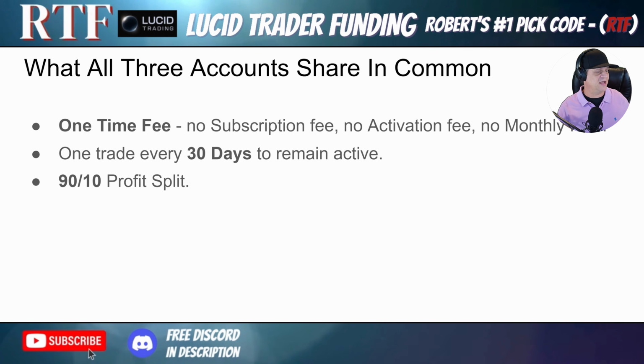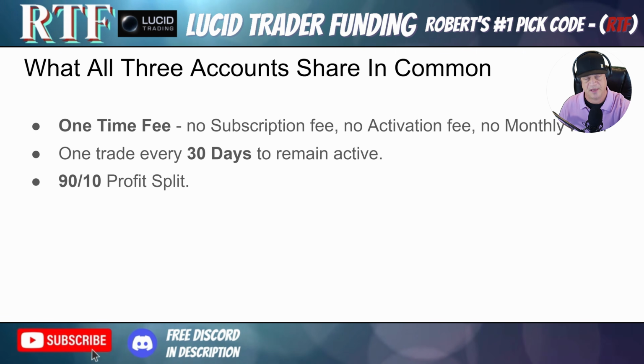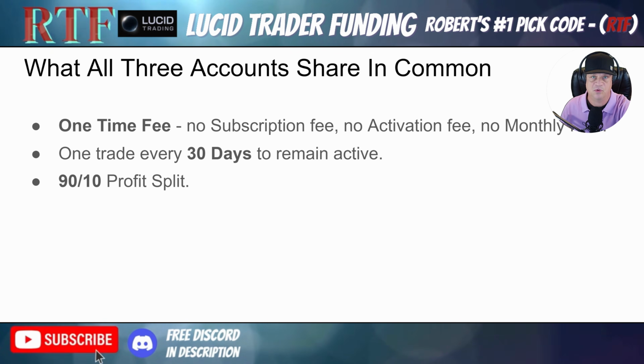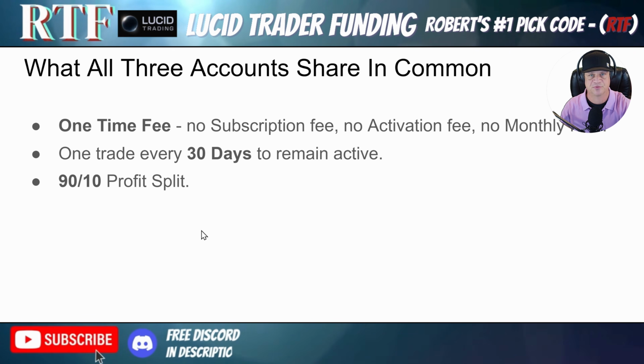All three accounts have a 90-10 profit split, meaning you keep 90% and Lucid keeps 10%. This is really simple. There was confusion about this. Let's say, for example, you request a $1,000 payout that gets approved. They will send you $900 and they will keep $100. That's all there is to it. So when you request the payout, it's the amount that you're requesting. If it gets approved, that's what you're going to split, 90-10.